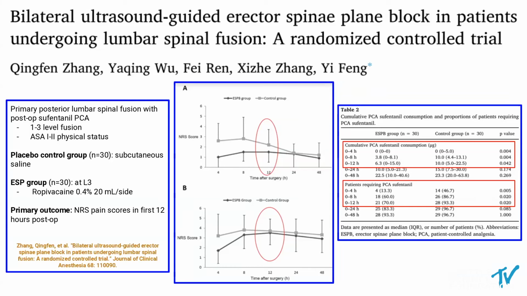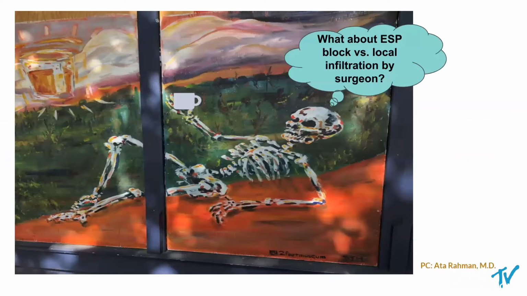And so in the 3 studies I've just talked to you about, our comparator has been ESP block versus no block whatsoever. So when I read that, the natural question that I asked myself is, what about ESP block versus local infiltration by the surgeon?